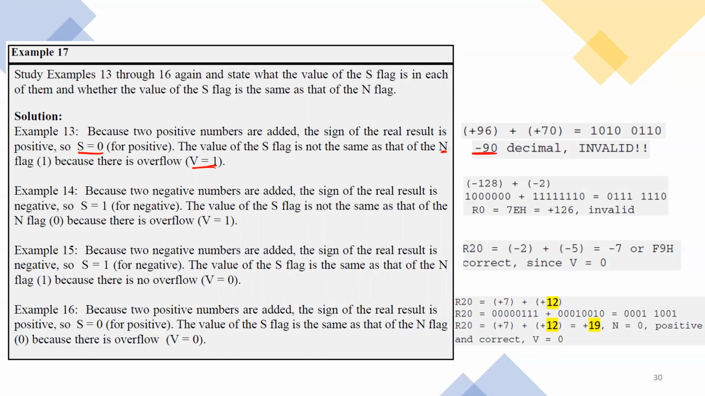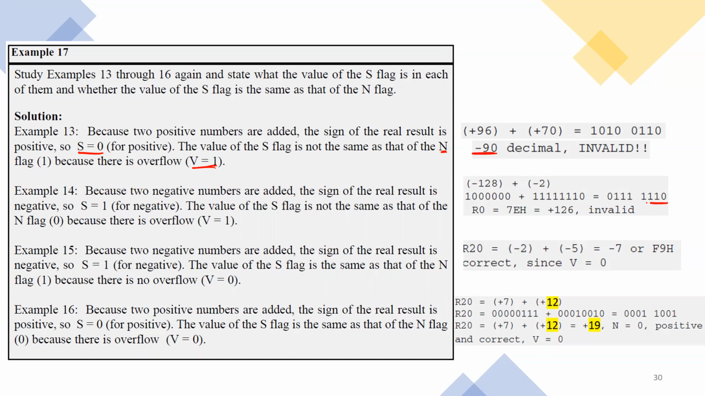In example 14, let's see firstly the example. It was the addition of minus 128 and minus 2. So the result should be minus 130. Here in this example, this was the result, guys. So the result was positive.